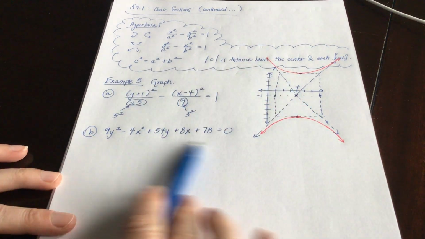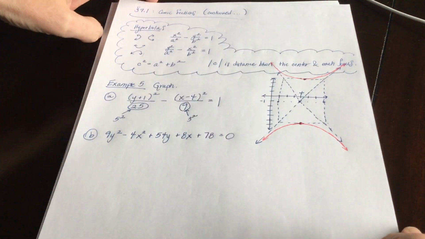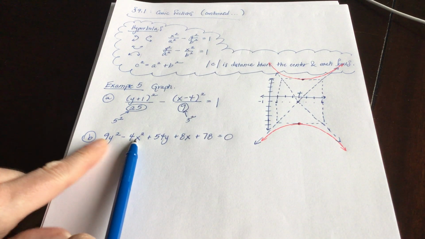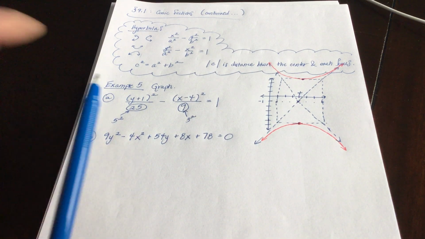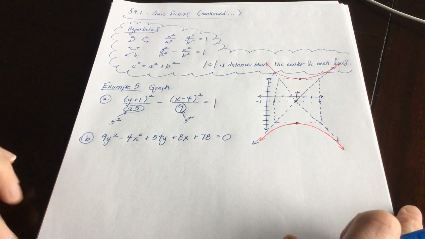So let's diagnose this. How do I know it's not a parabola? Because I can see degree 2 on x and y. How do I know it's not an ellipse? Because your squared term for y is positive and your squared term for x is negative. So I'm definitely expecting a hyperbola here.